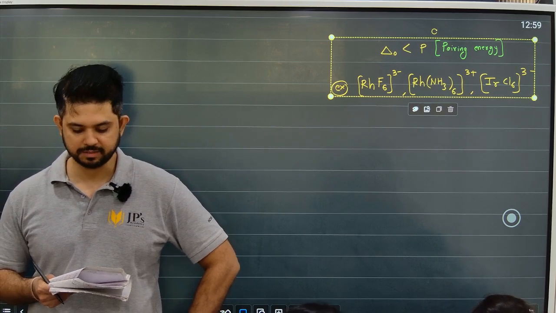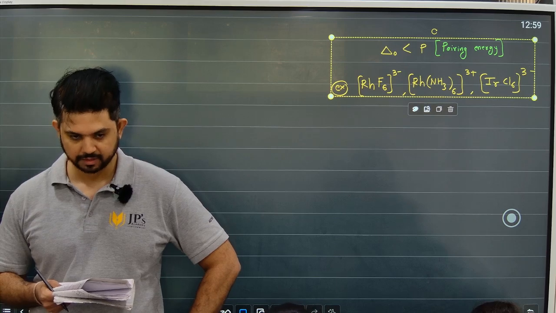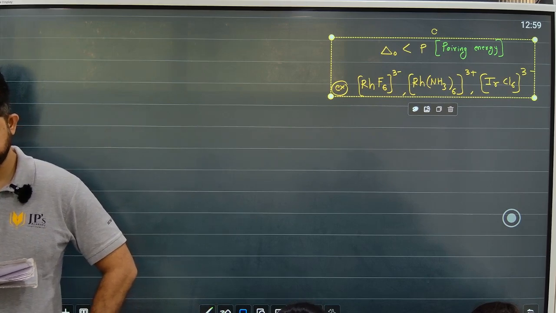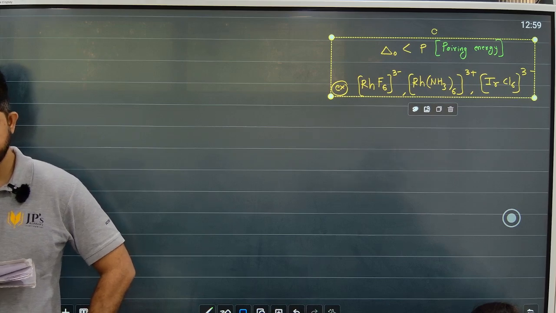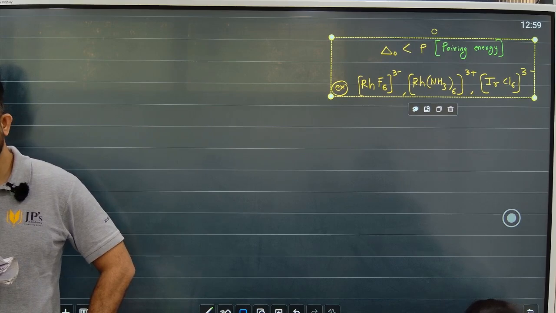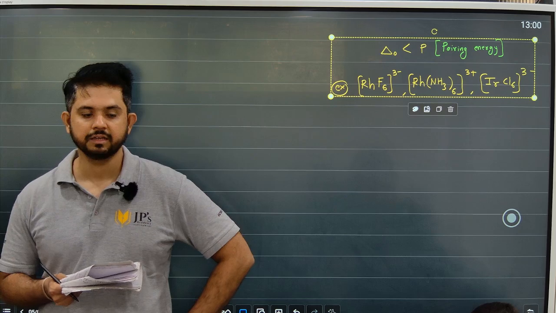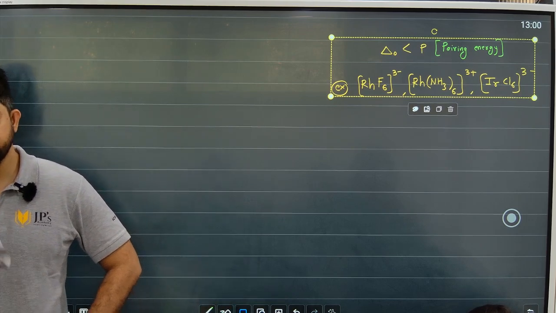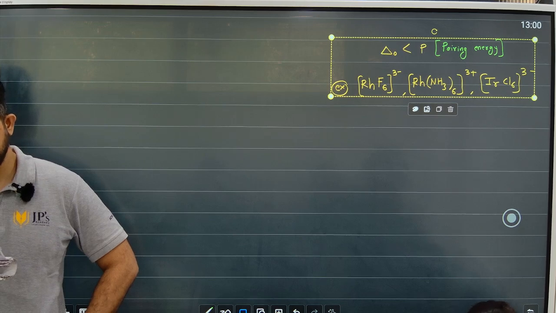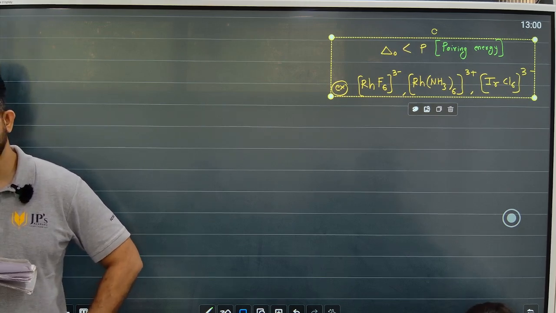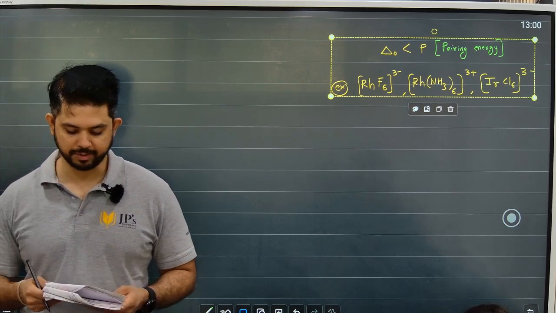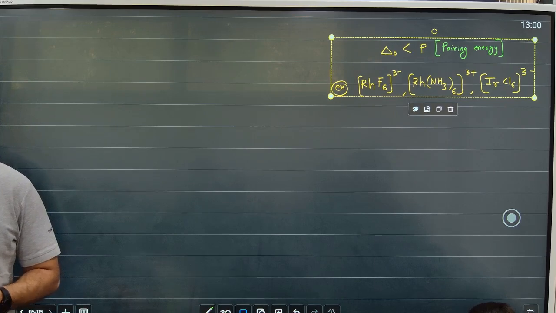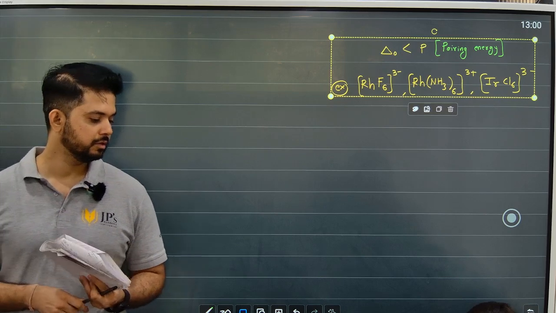In tetrahedral complexes, d orbital splitting is inverted as compared to octahedral field splitting. What does that mean, people?